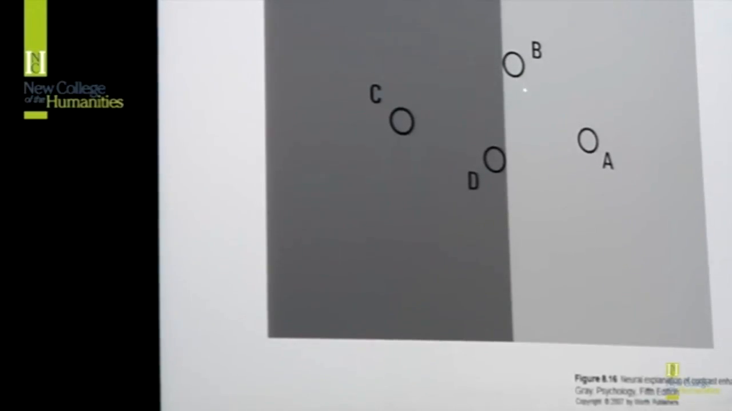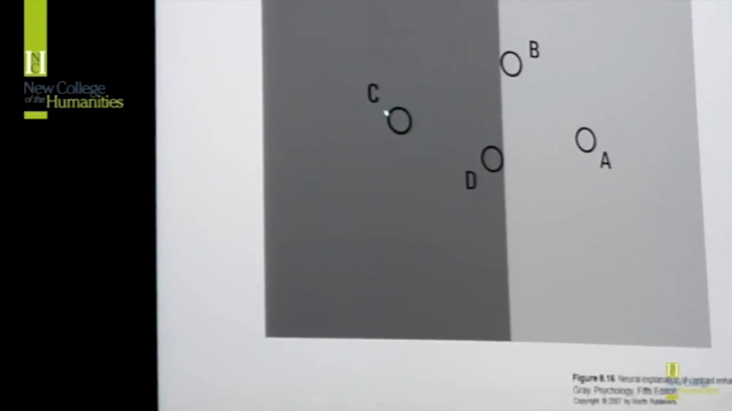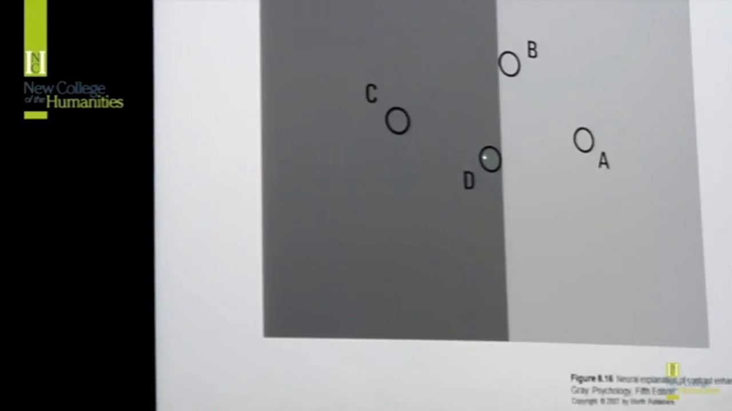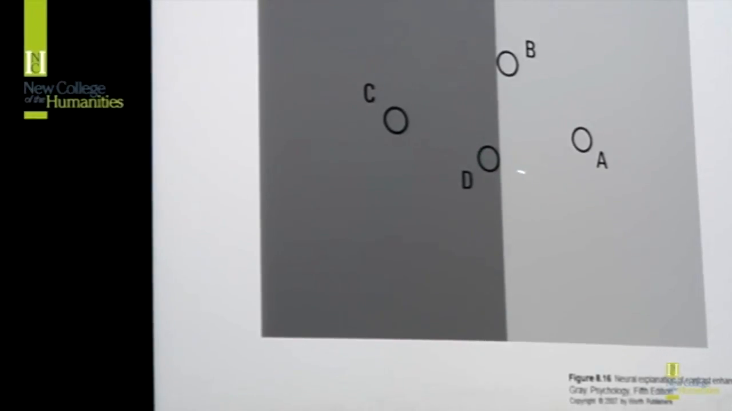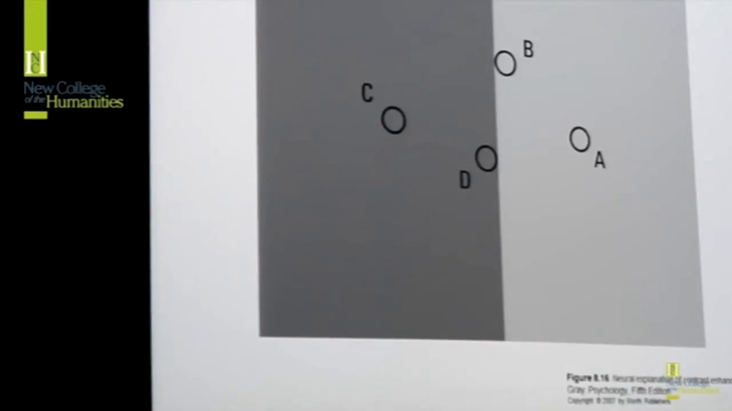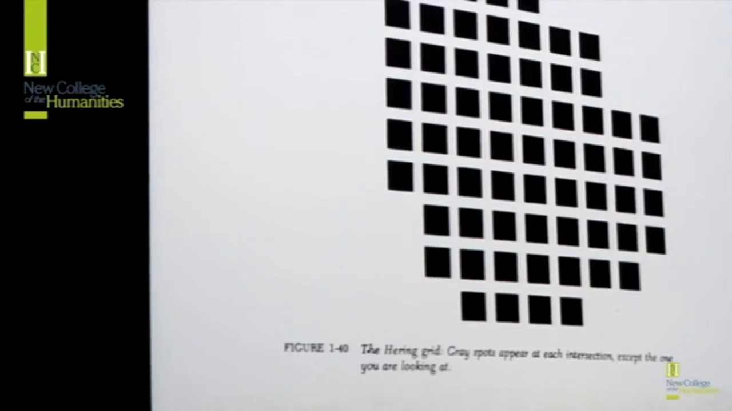it is perceived as brighter. Conversely, this ganglion cell responding to this portion of the visual field does not get much excitation. It also doesn't get much inhibition. This one over here does not get much excitation, and it does get some inhibition by its neighbors, and so it will be driven below its resting rate. It will be perceived as a bit darker than the background.